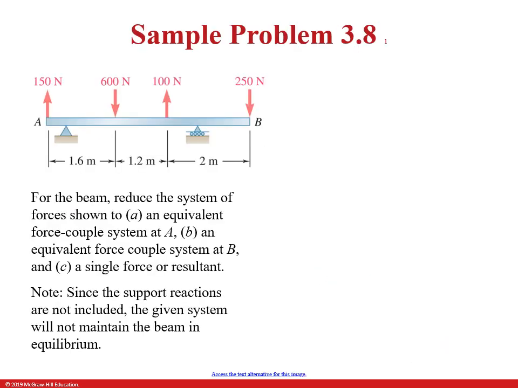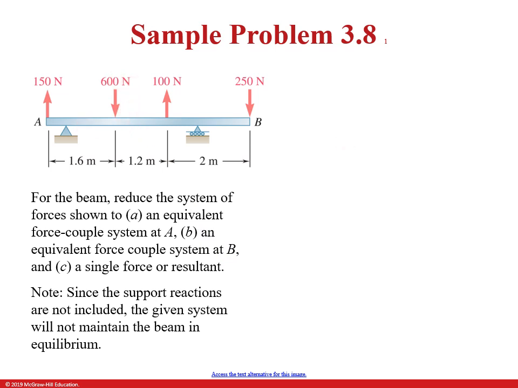All right, so let's look at the sample problem. There's multiple parts here. For the beam, reduce the system of forces shown to A, an equivalent force couple system at A. So we've got all these forces, and they're acting at different distances from point A, right? So we want to know what's the force couple system at point A. I think you can realize this can involve knowing these individual distances. And then B, an equivalent force couple system at B. So once we figure out the force couple system at A, we can then move it to B. And then C, a single force or resultant. So what's a single force and where is it?